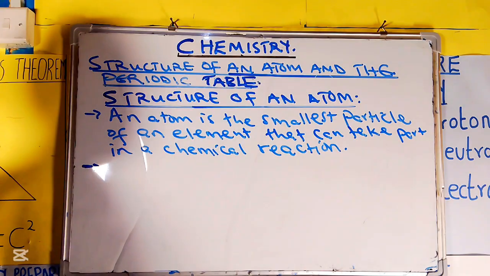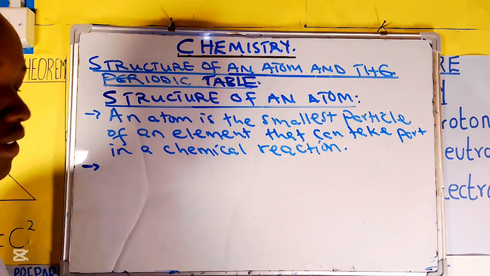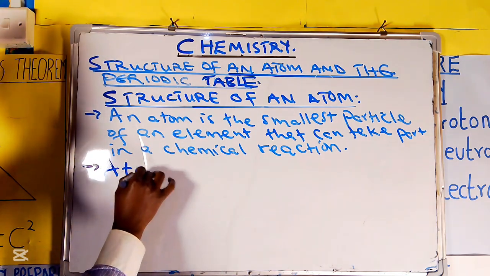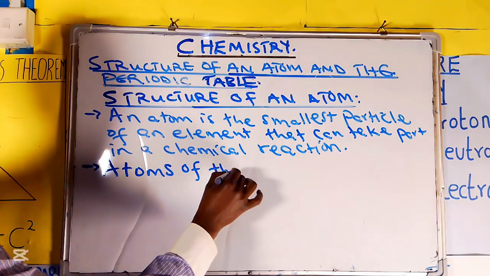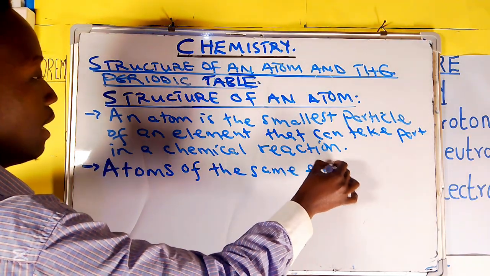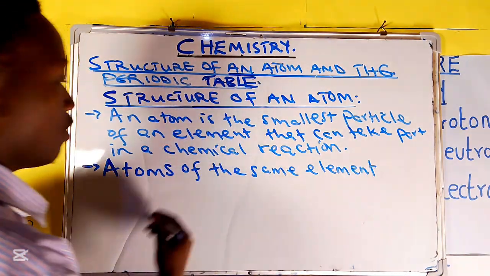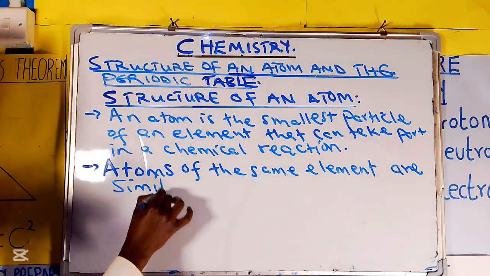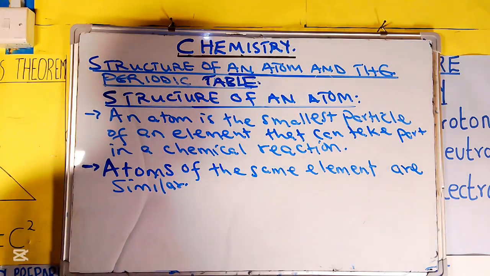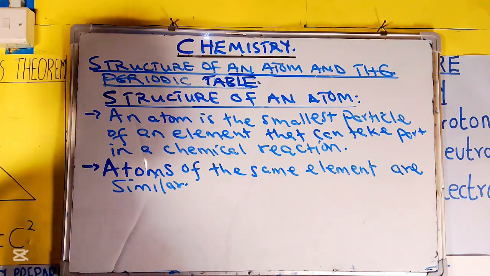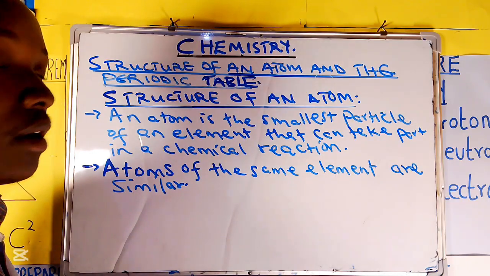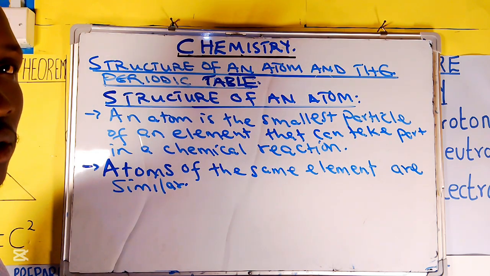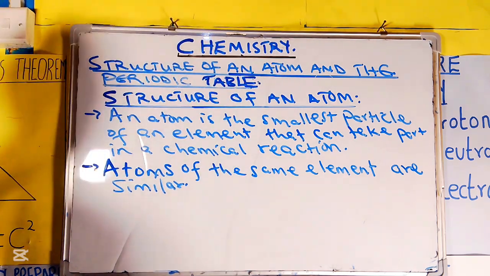Something else that we need to understand about an atom before we draw its structure is that atoms of the same element are similar. So if there are atoms of copper, that means all atoms of copper are similar to each other. If it is another example like hydrogen, all atoms of hydrogen are similar to each other.